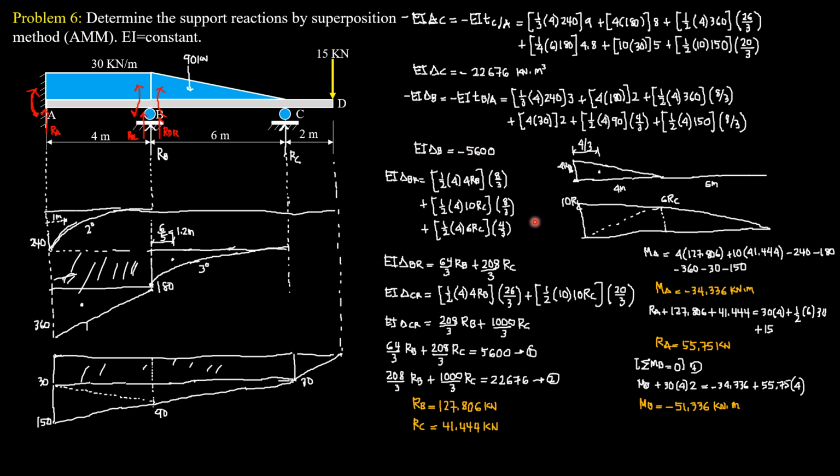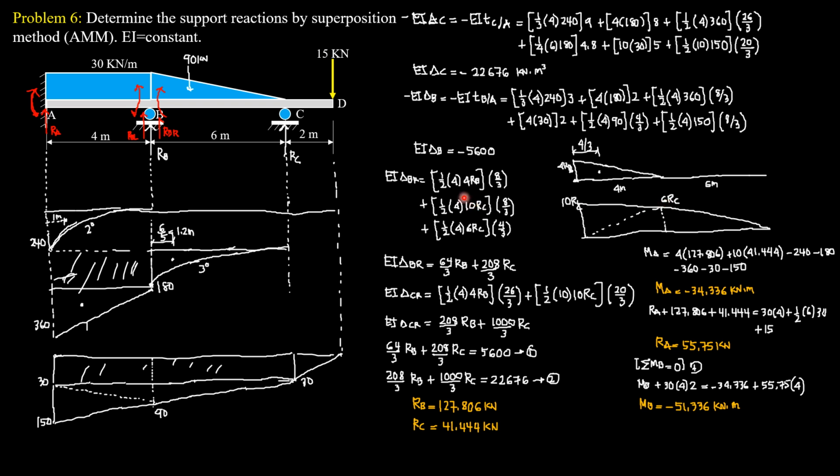Now, for the moment diagram by parts of the loadings, we have RB at A, so RB times 4, for RB, 4 meters. That distance is 4/3, 1/3 of 4. Then the moment of RC at A is R sub C times 10, 10 R sub C. And its moment at B is R sub C times 6, because that's 6 meters, so 6 R sub C.